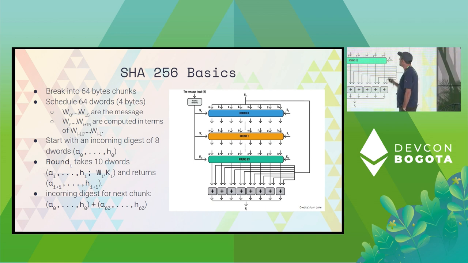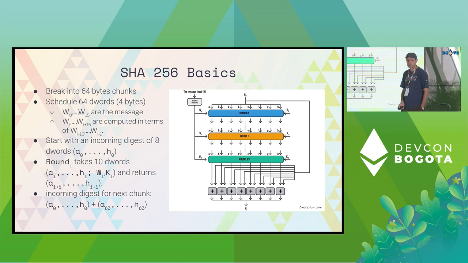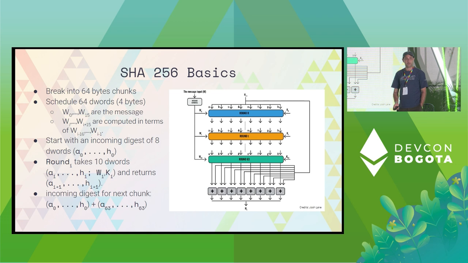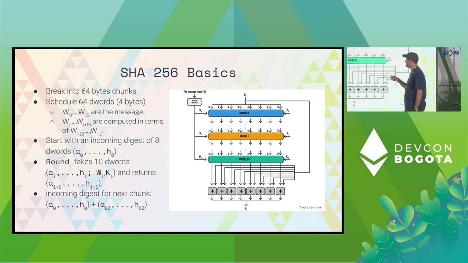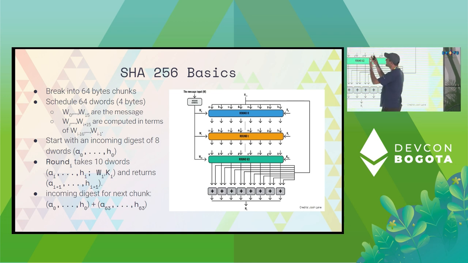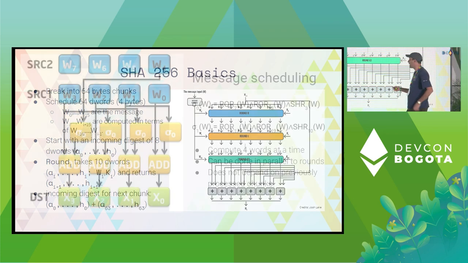Here's just a brief description of this slide I just stole from somewhere on the internet. But I want to go into some detail on each one of the three parts. So let's start with the easiest one, which is scheduling words. As you see here, you're given a message. Let's suppose that we've already broken the message into pieces. Each one of them is 64 bytes.